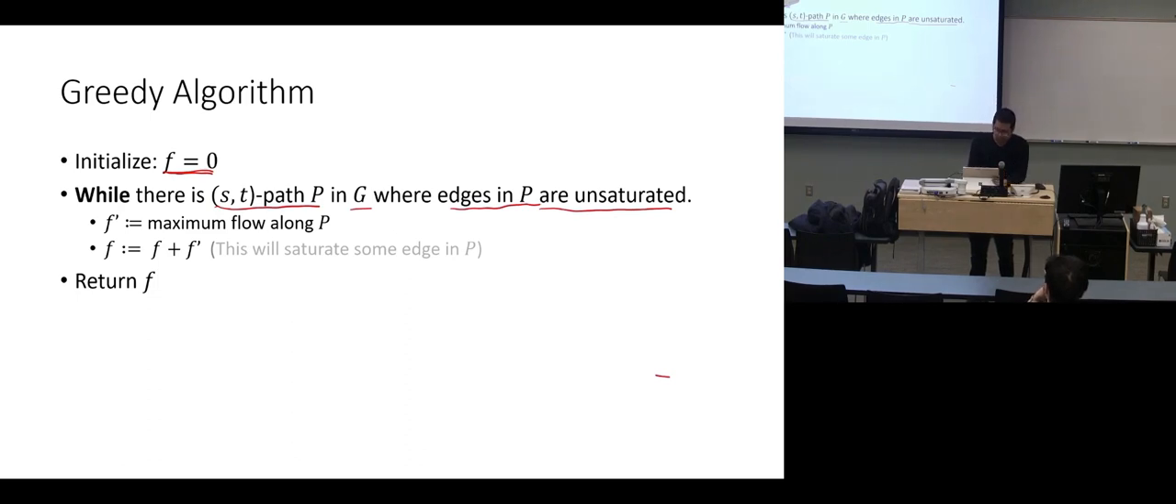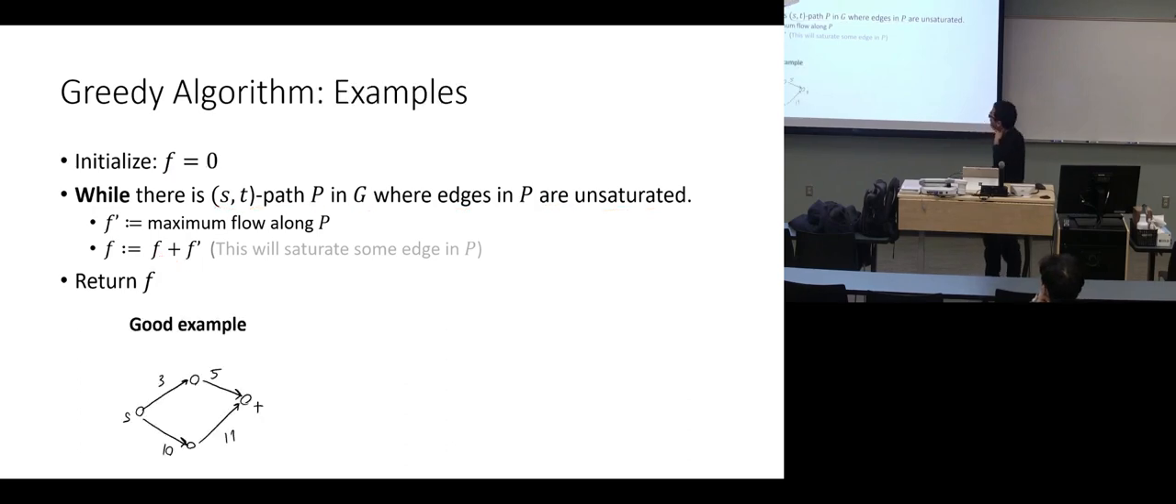Then if I find such a path, I just set F here to be the maximum flow along this path. Try to send as much flow as possible along this path, and then just augment this flow into my flow. If you do that, this action will basically saturate some edge along the path. And then you make progress, because at least now some edge is saturated. And you repeat.